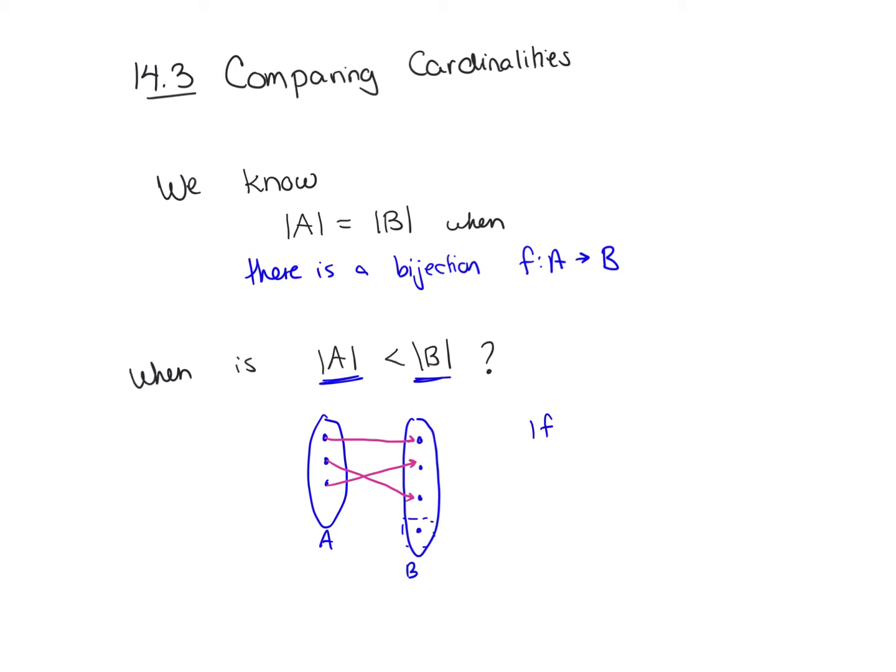So I'm going to say that the cardinality of A is strictly less than the cardinality of B if there is an injective function from A to B, but no bijection. So if I can find an injection but no bijection, then I'll say that the cardinality of A is strictly less than the cardinality of B. So we'll see that more on the next slide.